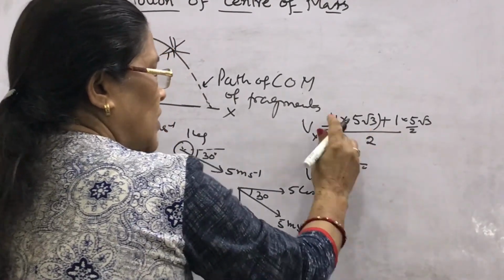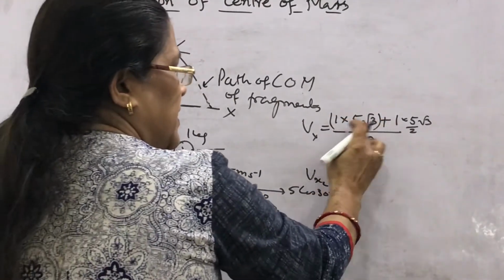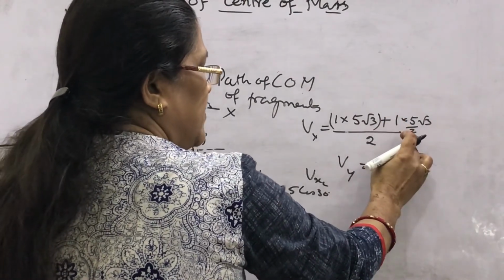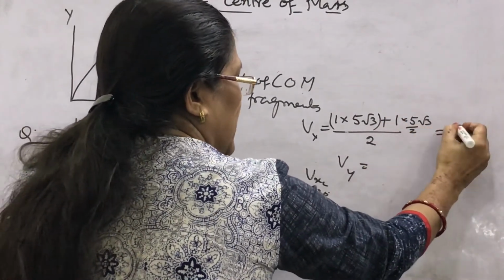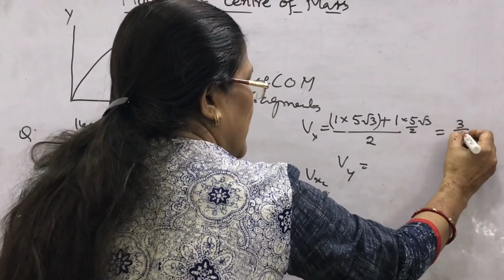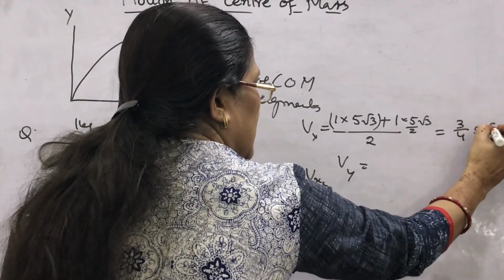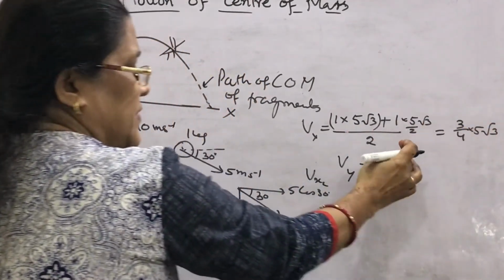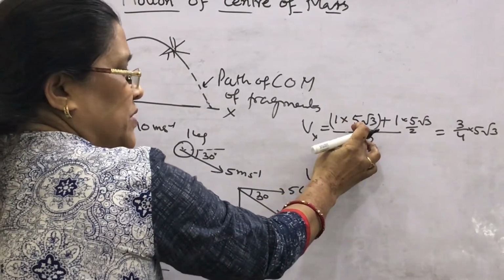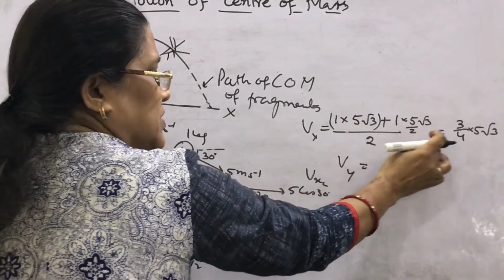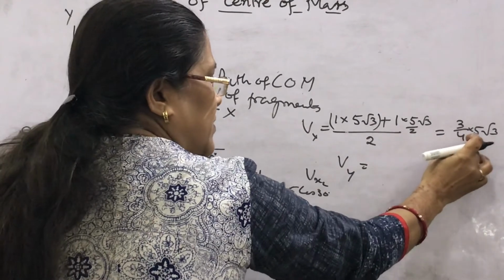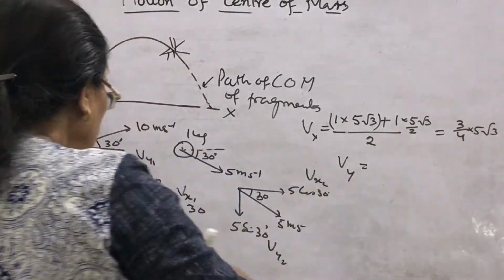Vy, you solve it and you will find this 1 and a half, that is 3 and a half, 5 root 3. You will get here 3 by 4, 5 root 3. Okay, this is 5 root 3 plus 5 root 3 by 2. So this is 3 by 2 and this 2, 3 by 4, 5 root 3. What will be Vy here?